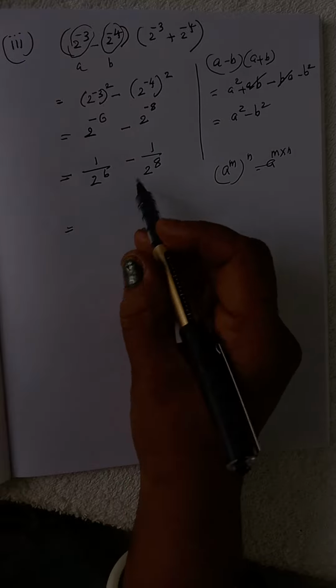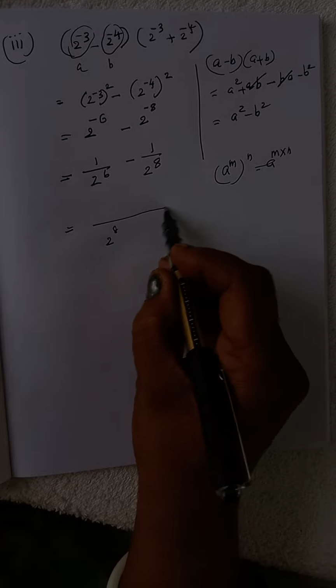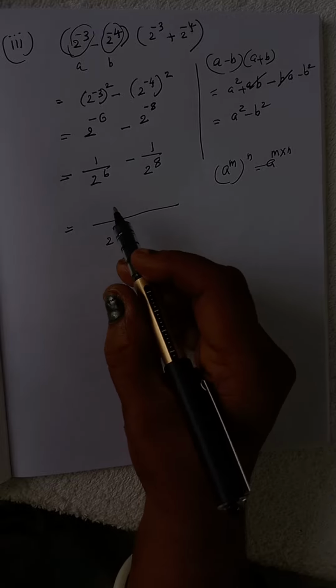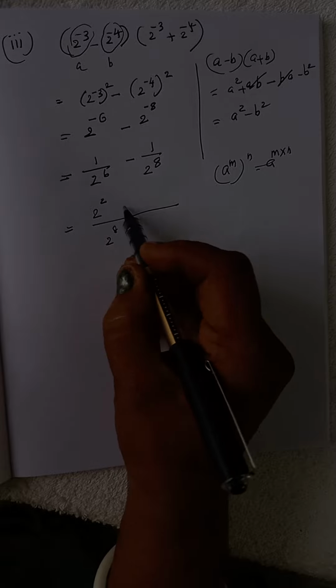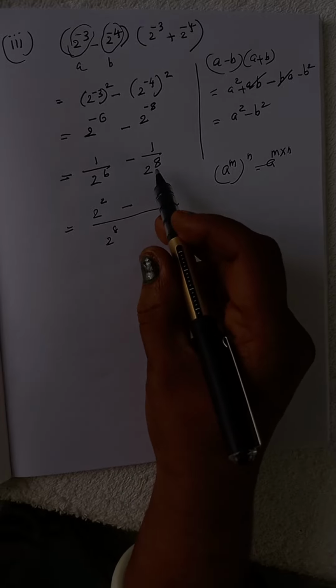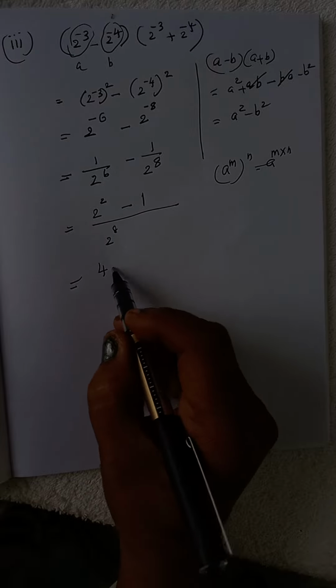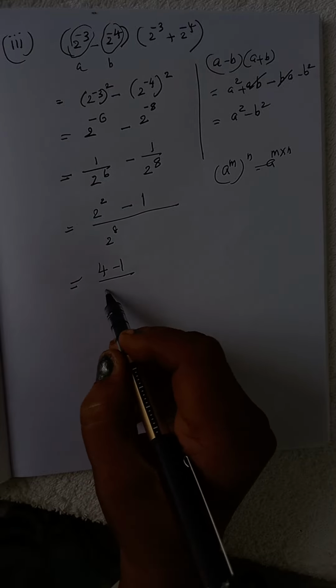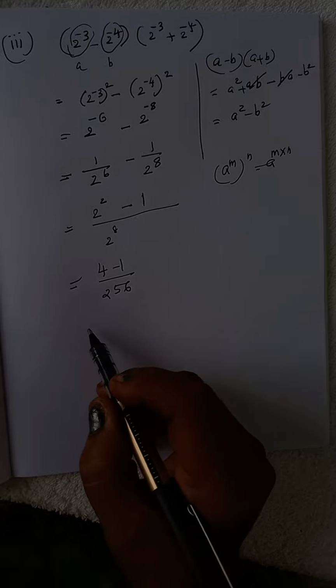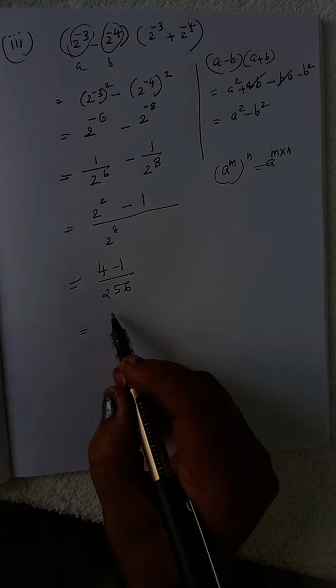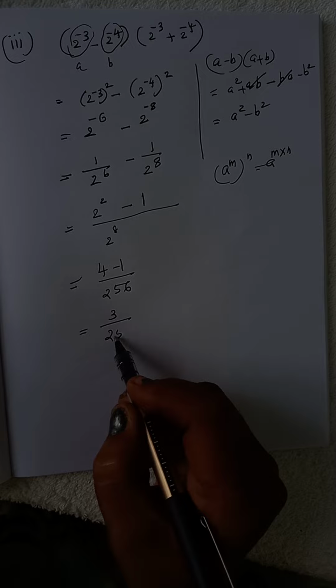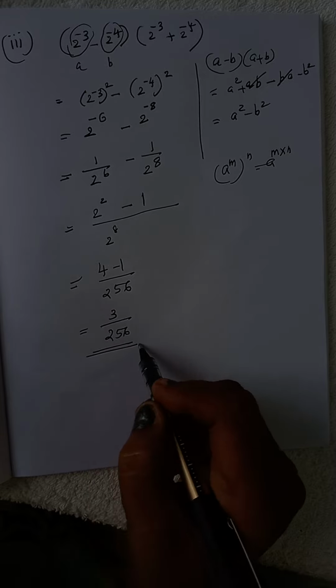Here the LCM we can take as 2^8. So 2^8 by 2^6 is 2^2, minus 2^8 by 2^8 is 1. 1 into 1 is 1. 2^2 is 4, 4 minus 1 by 2^8 is 256. That is equal to 4 minus 1 is 3 by 256. That is the answer.